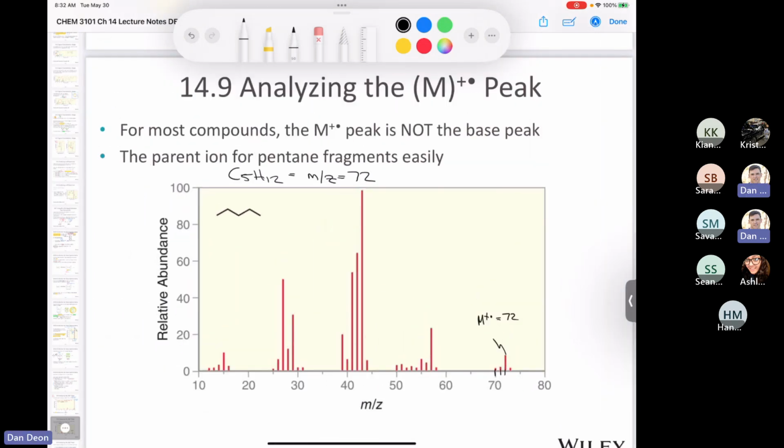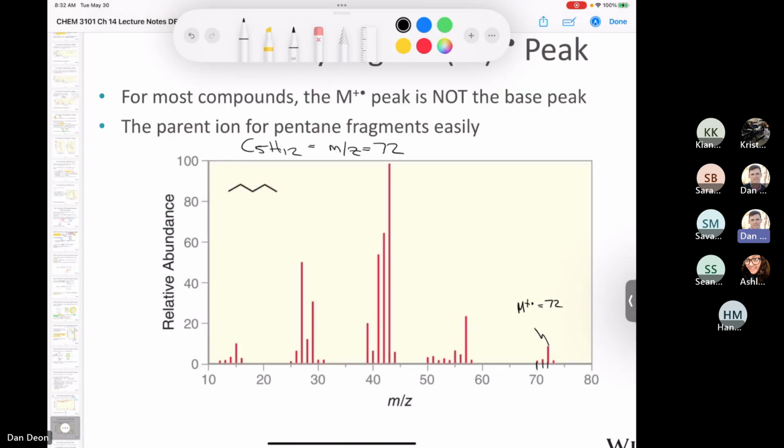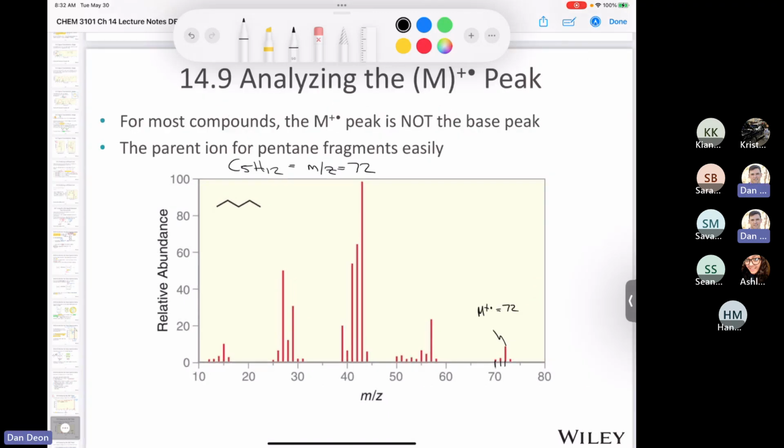Does anybody have the slides printed out or have them on their computer? Could anybody identify the parent, or sorry, the base peak here, what the mass of the base peak is? Can anybody? Yeah, thanks, Sarah. You're absolutely right. Sarah says right here that this is the base peak. So the base peak has a mass over charge that's equal to 43. There you go. So that's the mass of the base peak.